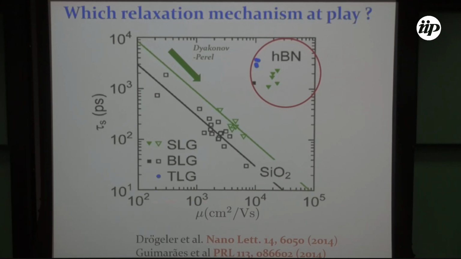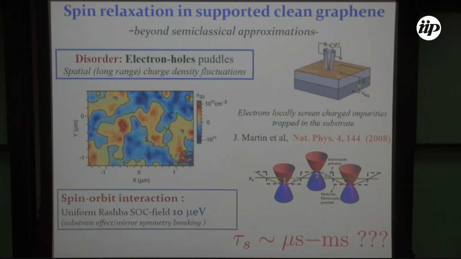In this experiment in Germany by Bernd Büchner and Christoph Stampfer, they tried to make statistics of devices depending on the quality of the device, and for most of the devices, actually the ones that are more disordered, deposited on silicon oxide, they achieved a trend which goes to this Dyakonov-Perel. The cleaner the system, the shorter the spin lifetime. Well, in graphene deposited on hBN, it became a bit more fuzzy, with a less clear trend.